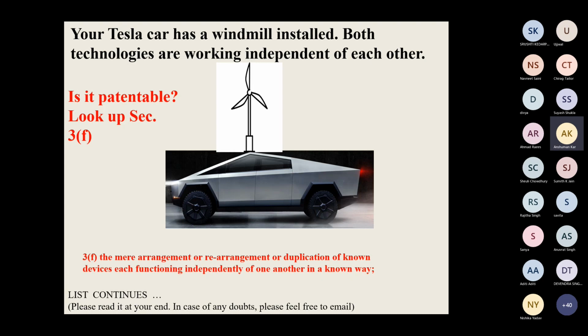Like combining a fan and a tube light together. They are performing their respective functions only. So this is a mere arrangement and it is not bringing out some unusual or non-obvious effect. So that won't be patented. The next slide.